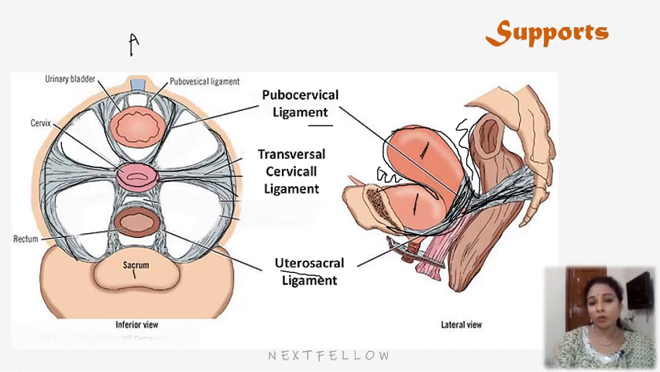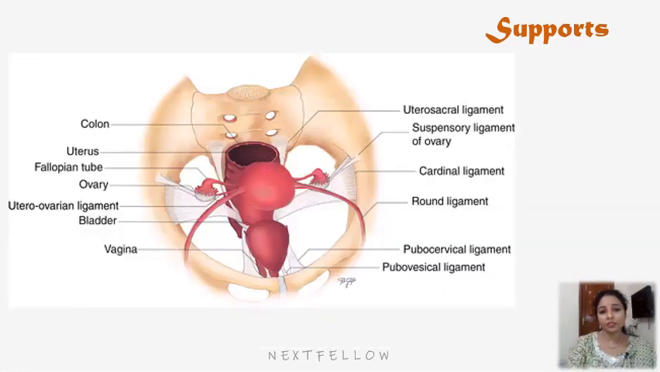So this is all about the supports of the uterus. Discussing the round ligaments, you can see here these are the round ligaments, and on each side we can see the fallopian tube. This is the superior view of the lesser pelvis, where we can see the sacrum on the posterior side and the pubis, the symphysis pubis, on the anterior side.